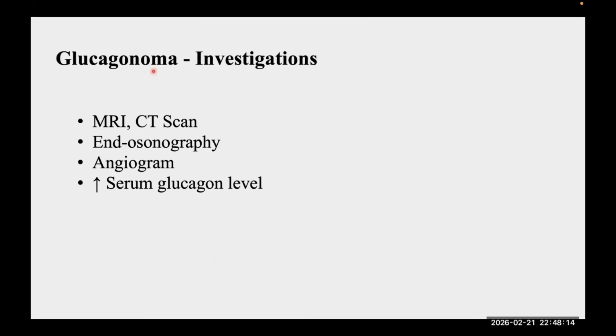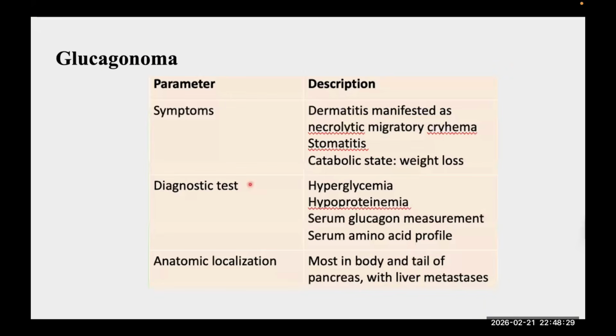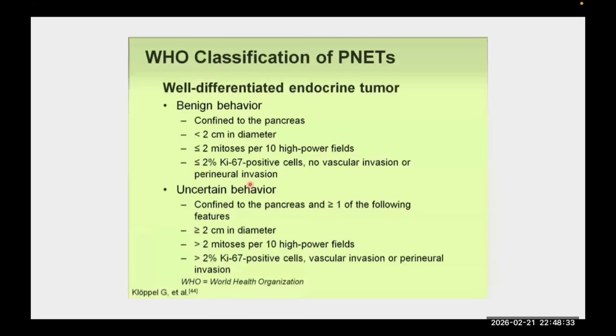How do you investigate? MRI, CT scan to locate the tumor, endosonography, basically just again to visualize the tumor. Angiogram, same concept, blood flow increases to the tumor, so you can see that, and increased serum glucagon levels. This is again what I just discussed, just on a table.